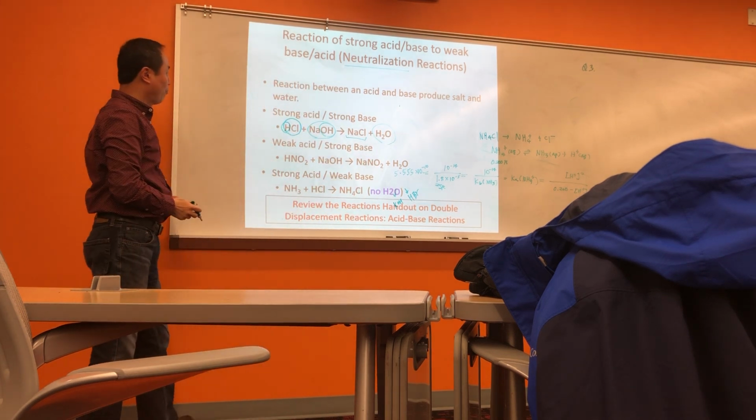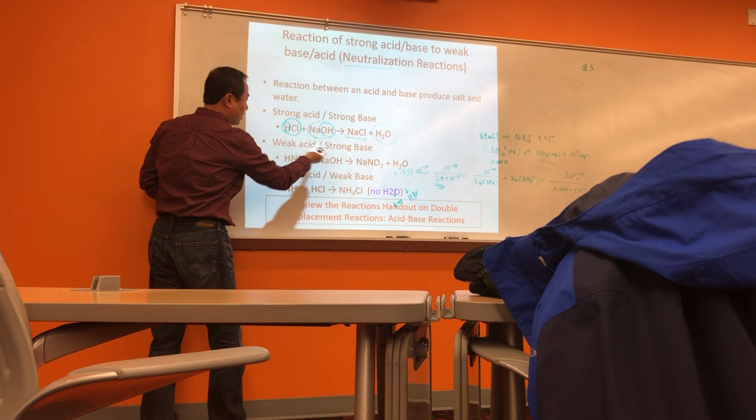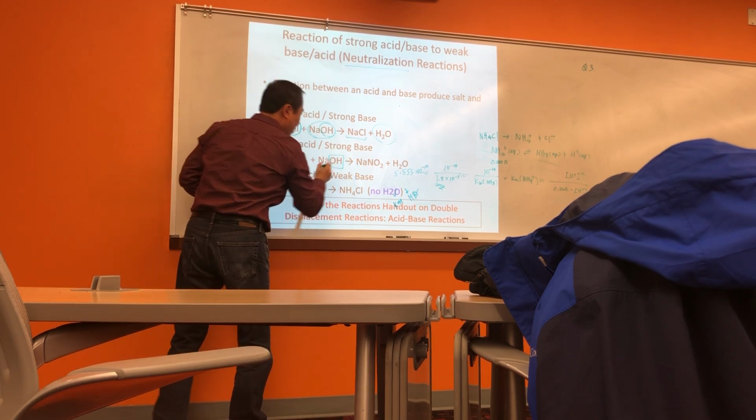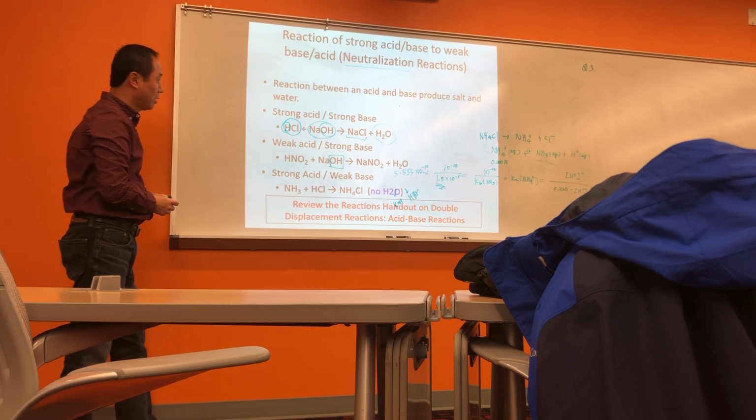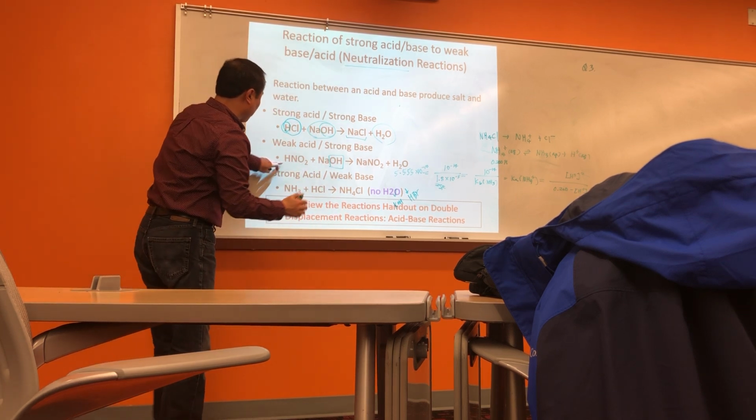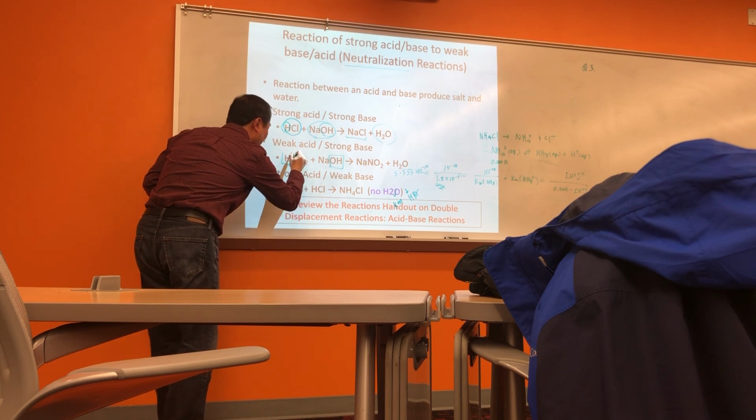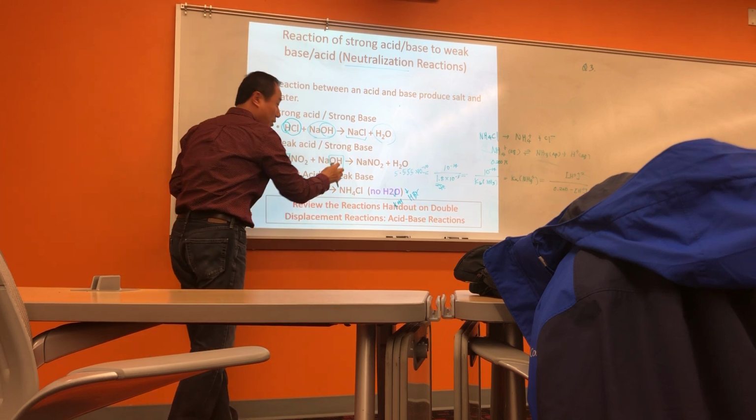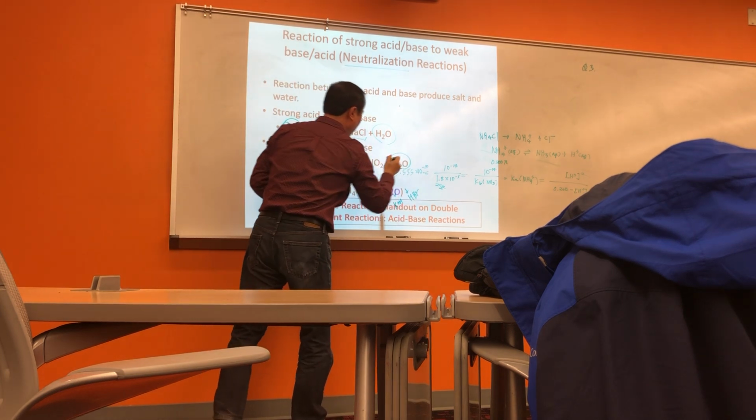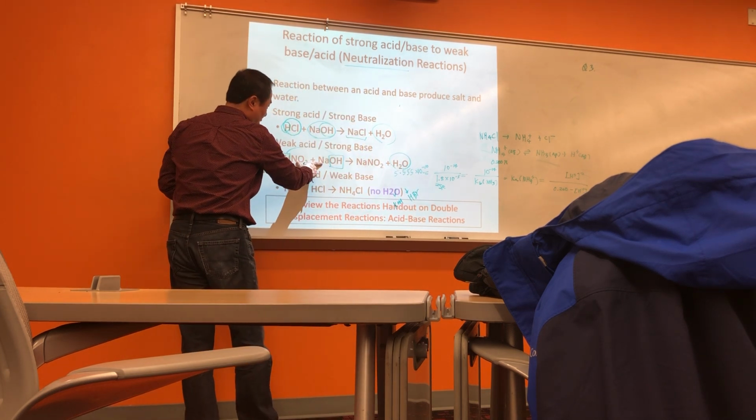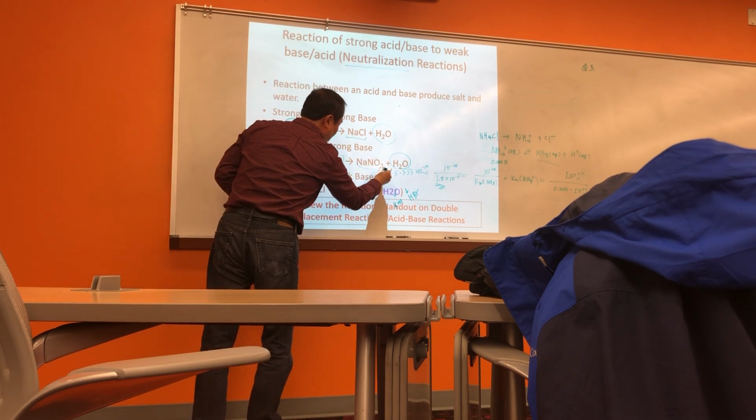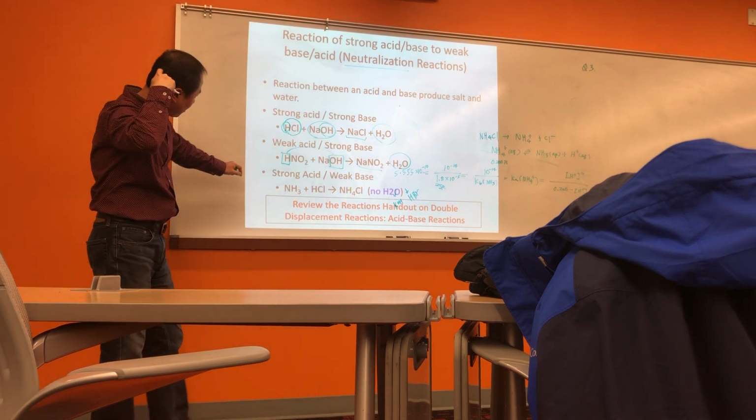That is also true for weak acid and strong base. A strong base always has hydroxide, right? And then this is a weak acid. So weak acid has hydrogen, strong base has hydroxide. So they will make water. Okay? And then the rest of them will make salt. But this will be an exception.